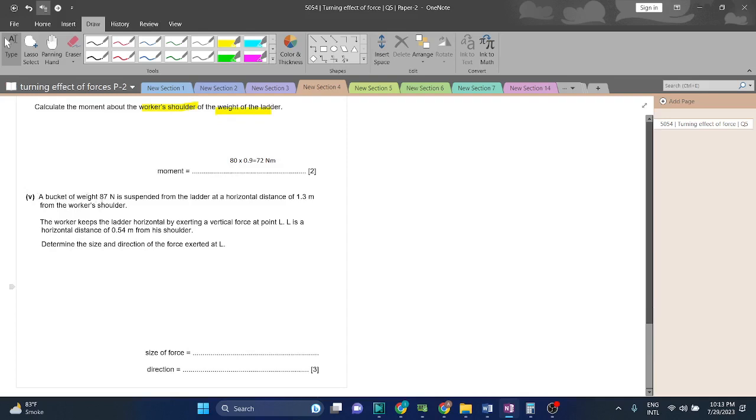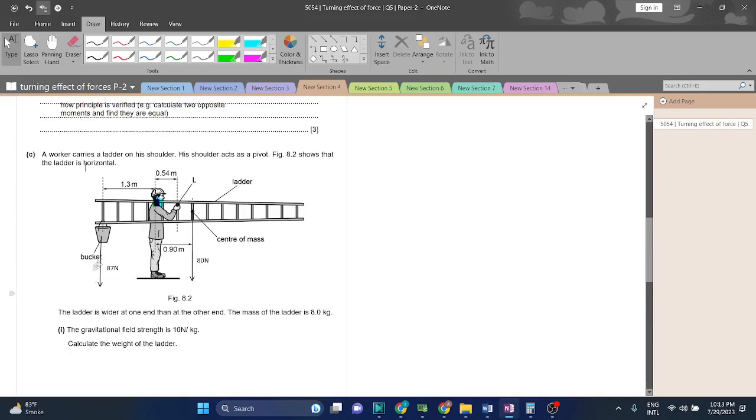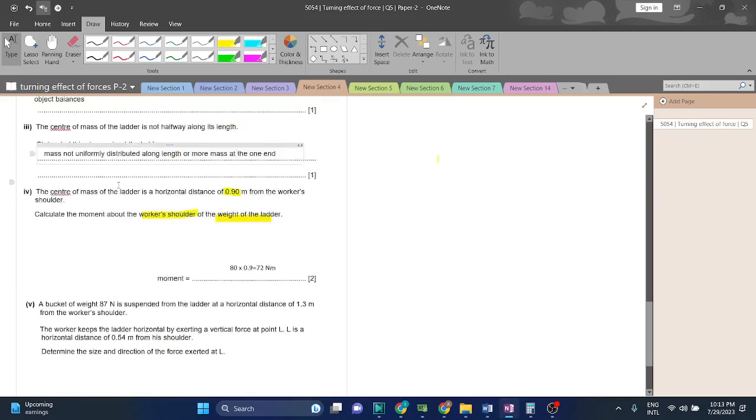A bucket of water of weight 87 newtons is suspended from the ladder at a horizontal distance of 1.3 meters from a worker's shoulder. I have drawn this 87 newtons and it will act downwards as the weight does. Weight acts downwards. This will be the distance because this is the pivot. The distance from the pivot is 1.3 meters.